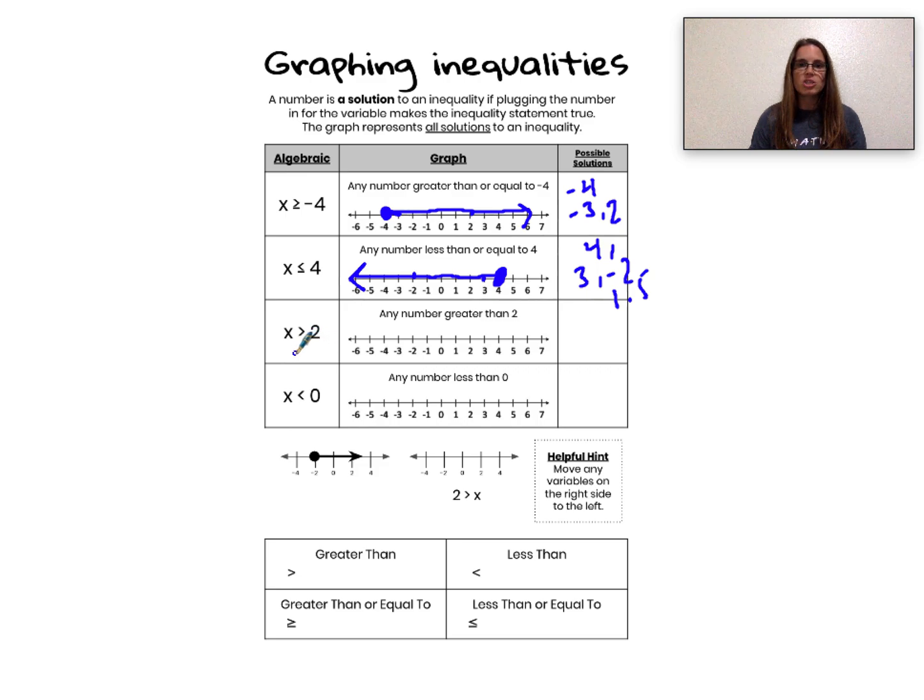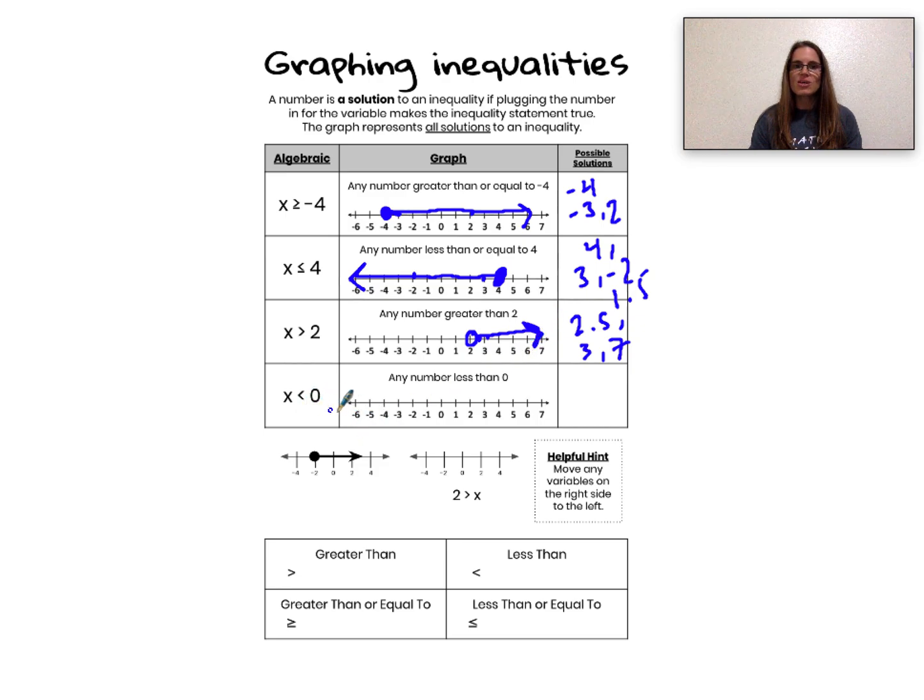Here's my first time where I don't have the equals to sign. So x is greater than 2. This represents any number greater than 2, so 2 is not part of the solution. However, 2.5 is, 3 is, 7 is, any number greater than 2, but 2 is not a part of the solution. What I do here then is draw my boundary point, that 2, as an open circle. That open circle shows that the 2 is not included in my solution, but every number to the right of 2 is, every number greater than 2.